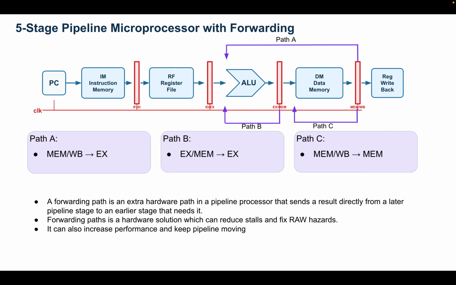Next is the 5-stage pipeline microprocessor with forwarding. Here, 3 hardware forwarding paths are created in this microprocessor. Path A is from the MEM/WB register to the EX stage, path B is from the EX/MEM register to the EX stage, and path C is from MEM/WB to the MEM stage. The goal of forwarding is to keep the pipeline moving as much as possible, and it can also fix the RAW hazards.